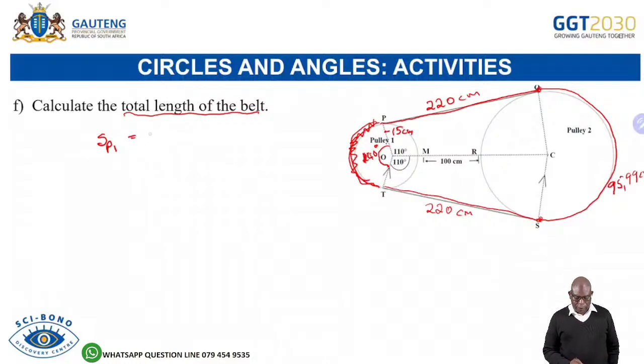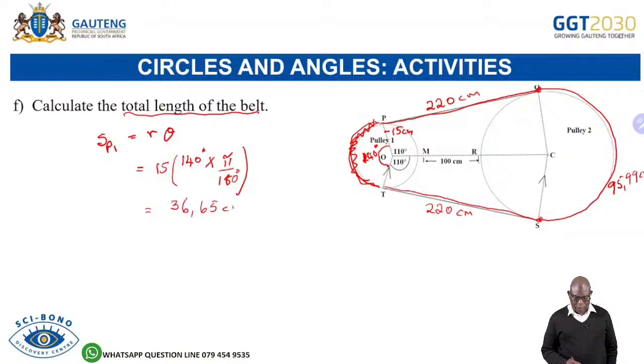So it's going to be R theta. My R is 15. My angle is going to be 140 degrees, multiplied by pi over 180. Remember, I want it in radians. So if I calculate that, I get 36.65 centimeters, if I use my calculator in there. So this is the arc length of pulley 1.